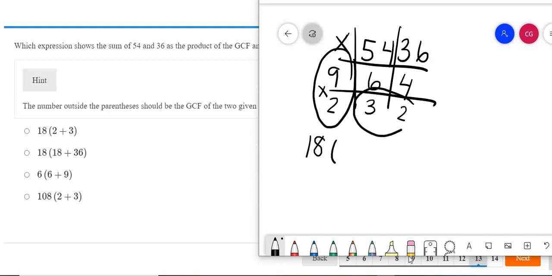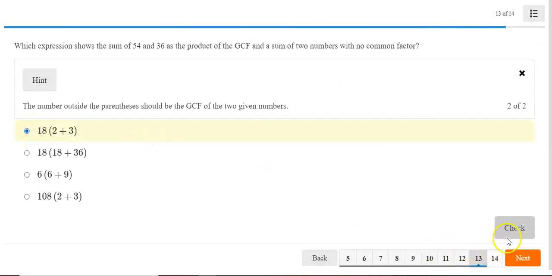And then it tells me my numbers right here I need to add on the inside. So I have 3 plus 2, which is the same thing as 2 plus 3. So let's take a look at that one. And that is the right one.